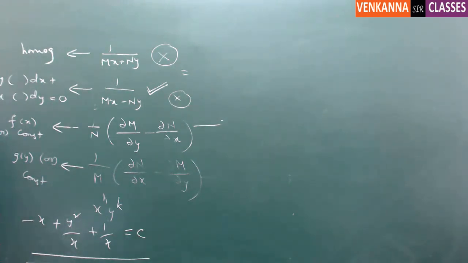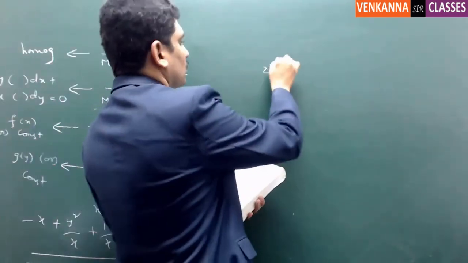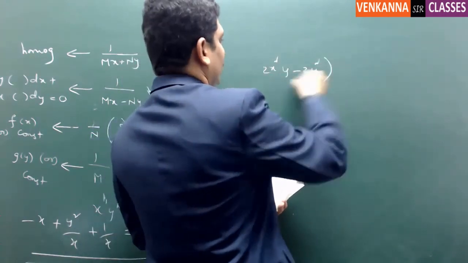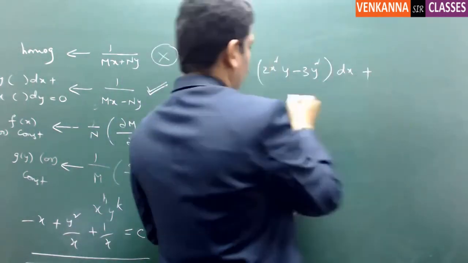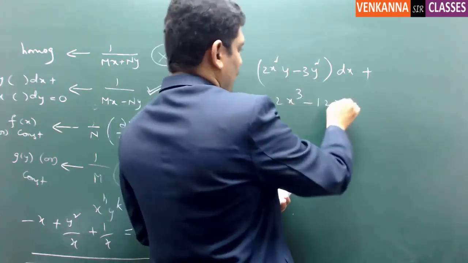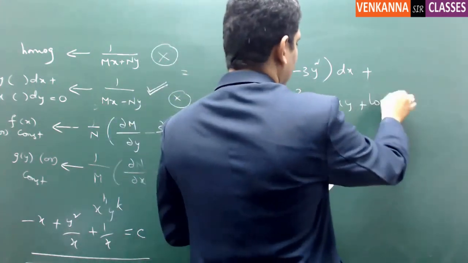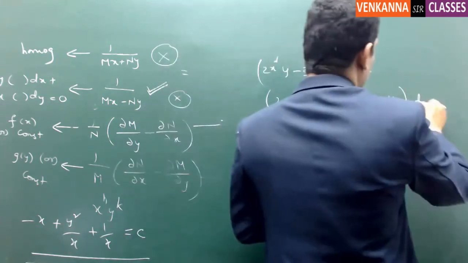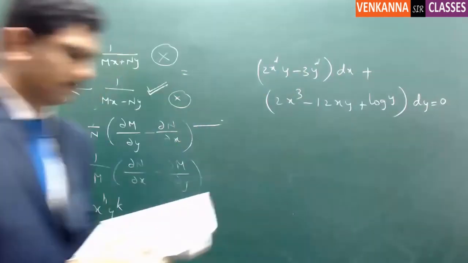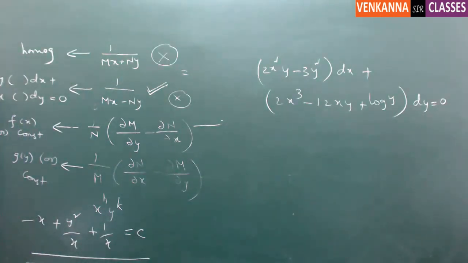So the next problem I am going to take as 2x square y minus 3y square of dx plus 2x cube minus 12xy plus log y into dy equal to 0. It is e power integral.